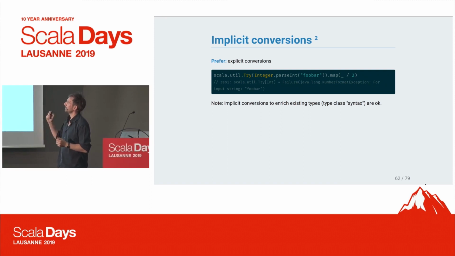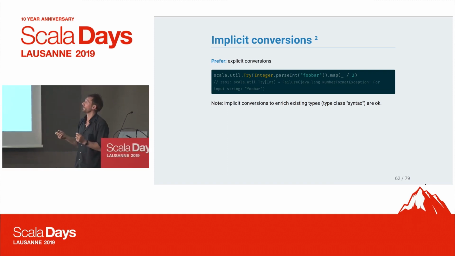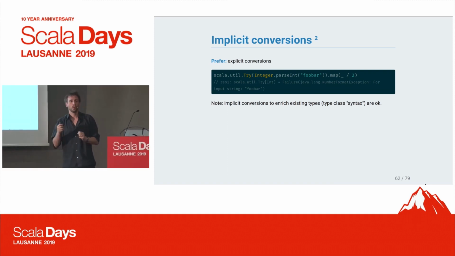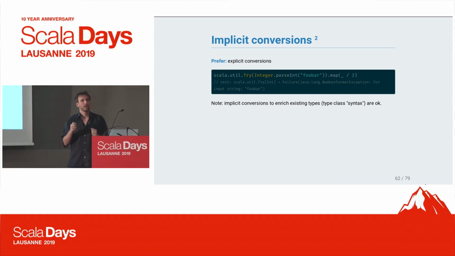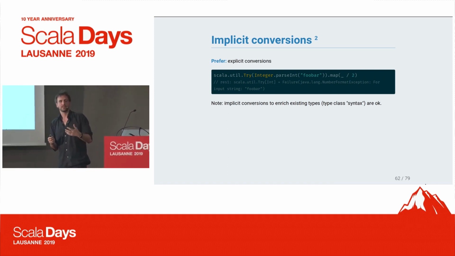So this is, at least in Scala 2, there's a reason to have implicit conversions. This is how all libraries that expose type classes will allow you to add syntax. So this is how you can have the map method when you have a functor instance, for example. So it's pretty nice. And implicit conversions to enrich existing types are okay.